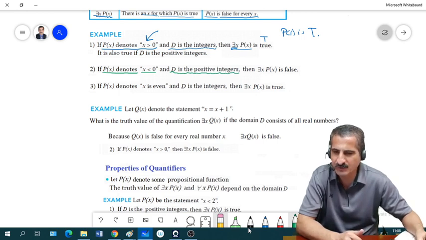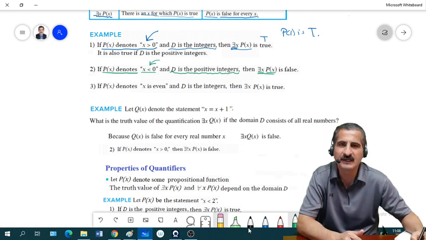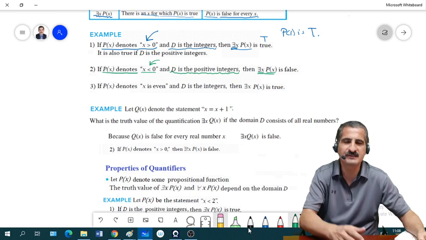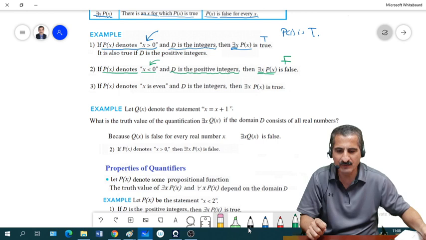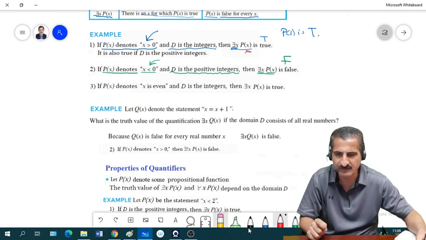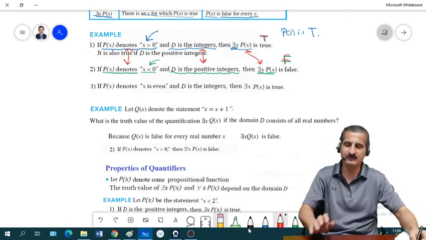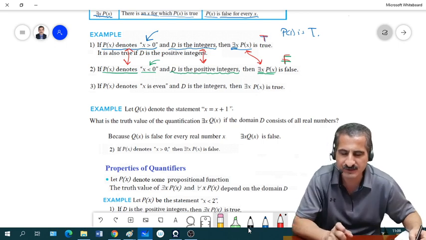Now what about, do we have an x, a positive integer such that x is less than 0? We have none. So there exists x such that p of x is indeed false. Okay, now notice here the same predicate with a quantifier. One time it is false and some other time it is true. And the reason is because we changed the domain. We still have the predicate to be the same, but changing the domain might change the truth value.